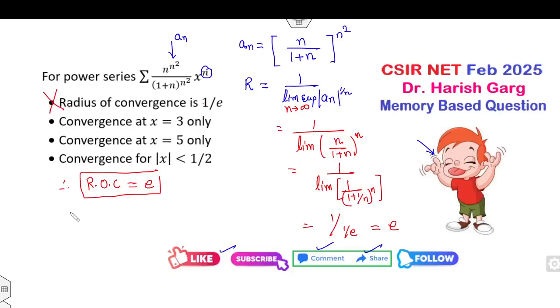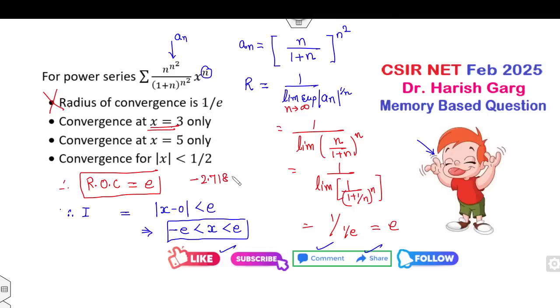Now, if the radius of convergence is e, then the interval of convergence will be centered at 0, minus e less than x less than e. That is the interval of convergence. Now look at the options. e will be 2.718, x less than 2.718. This is the interval of convergence, fine. 3 does not lie in between them, cancel. 5 does not lie in between them, 0.5 lies in between them. So D is the right answer of this problem.